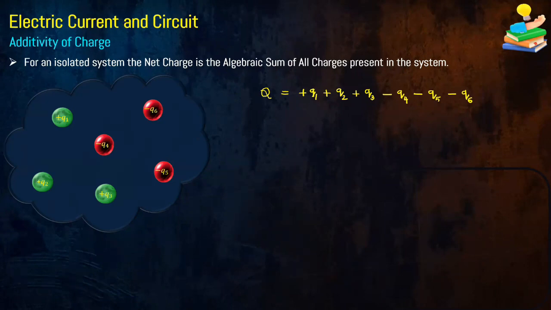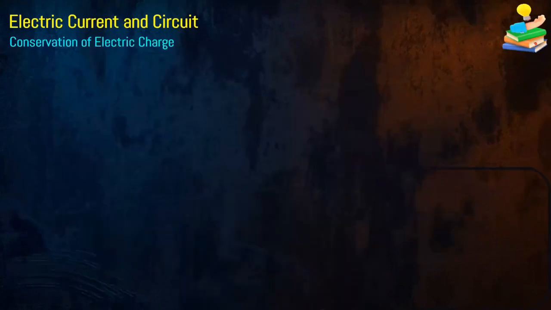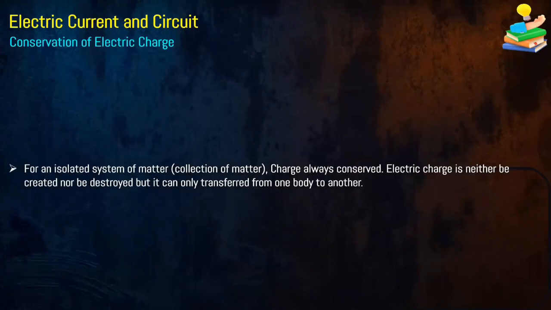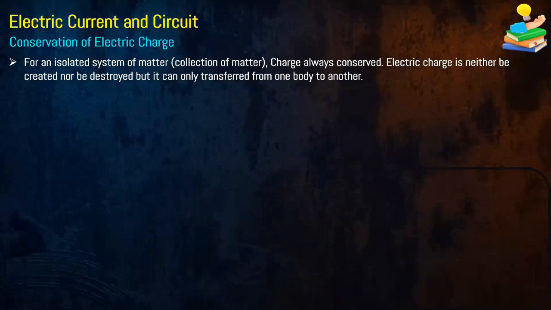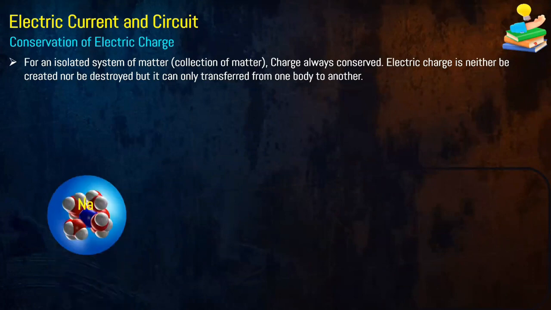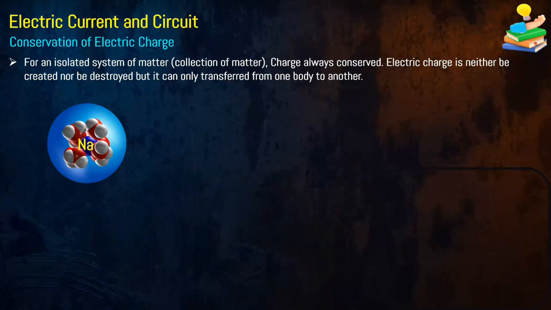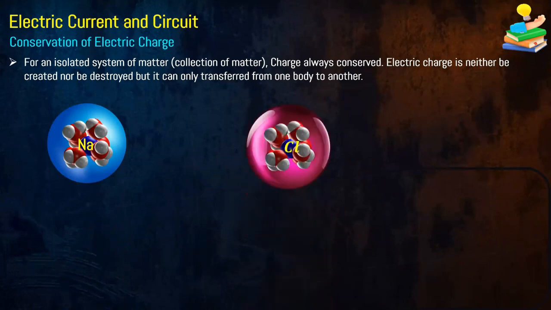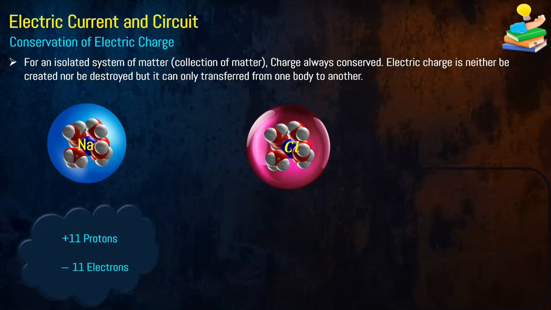Now, let's have a look at the law of conservation of charge. Conservation of electric charge: electric charge is always conserved. Electric charge can neither be created nor be destroyed, but it transfers from one body to another body. To explain the law of conservation of charge in detail, I want to take sodium chloride formation. First take a sodium atom. What is the atomic number of sodium? 11. That is why it has 11 protons and 11 electrons.